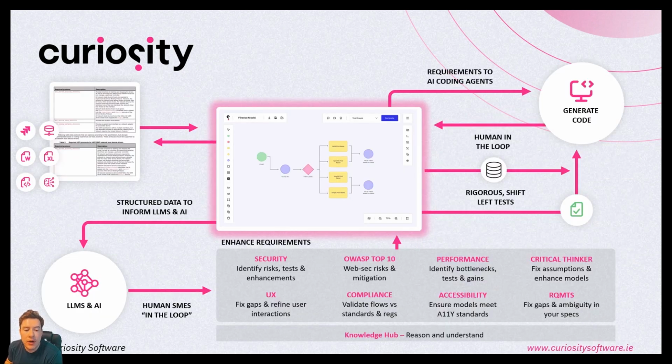Our agents wrap around the model to provide expert assistance. This could be from a security perspective, identifying potential risks and enhancements to the requirements. It could be looking at compliance, it could be looking at performance, it could also just be applying critical thinking to look at gaps and assumptions that have been made to enhance your models. These are also entirely customizable, so you can add your own agents and intelligent assistants at any time into the model to augment with specific characteristics and specific expertise that exist in your organization.